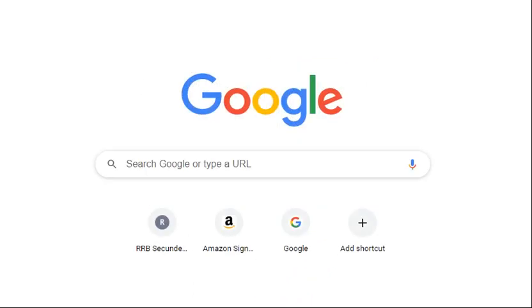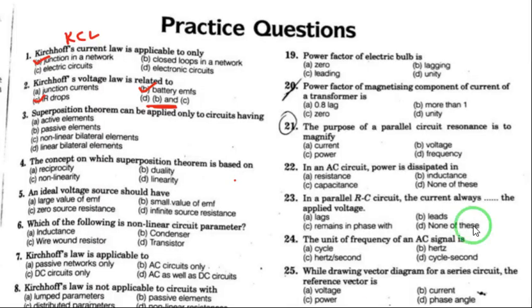See the next one. Superposition theorem can be applied only to circuits having linear bilateral elements. So D is the correct answer. The concept on which superposition theorem is based is linearity.